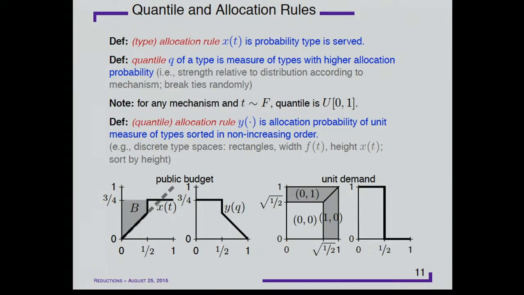Okay, so what about this unit demand example? What's the allocation rule here? Well, these types receive a good with certainty. What measure are there? There are 1/2 of them. These types do not receive a good at all. So if I take the allocation rule and sort it and put it in quantile space, then 1/2 measure get it with certainty, 1/2 measure get nothing. This is the allocation rule in quantile space.